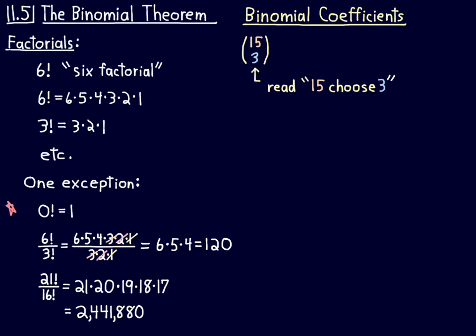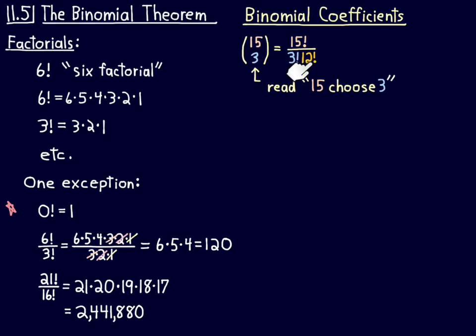So say I had a class of 15 students and I wanted to send 3 to Washington, D.C. for some event, and I have to choose 3. So 15 choose 3 would be how many ways I could choose those 3 out of the 15 students in the class. Hope that makes sense. So the way it's calculated is this. You'd have 15 factorial over 3 factorial times 12 factorial. So the 15, of course, comes from here. The 3 comes from here.